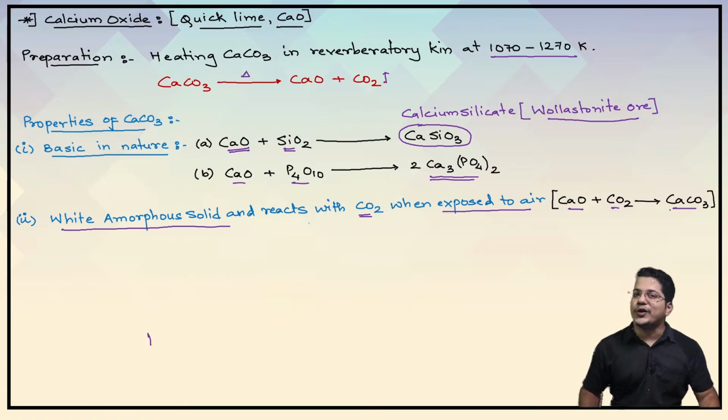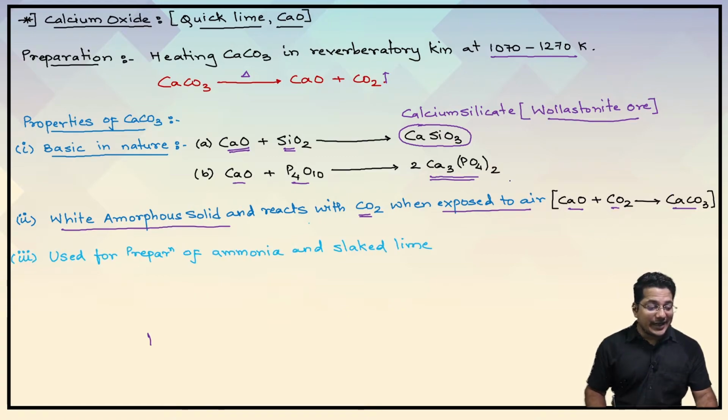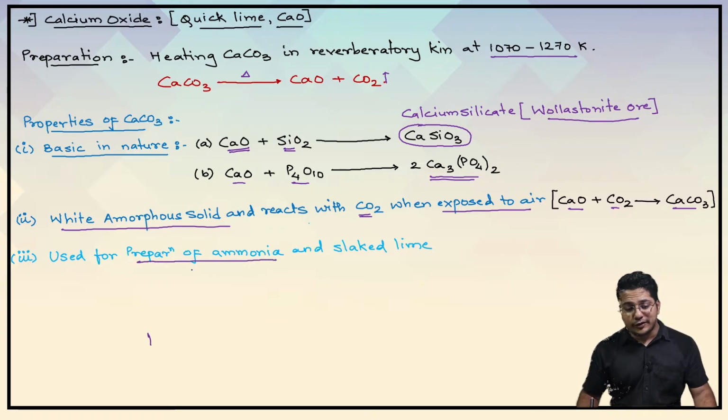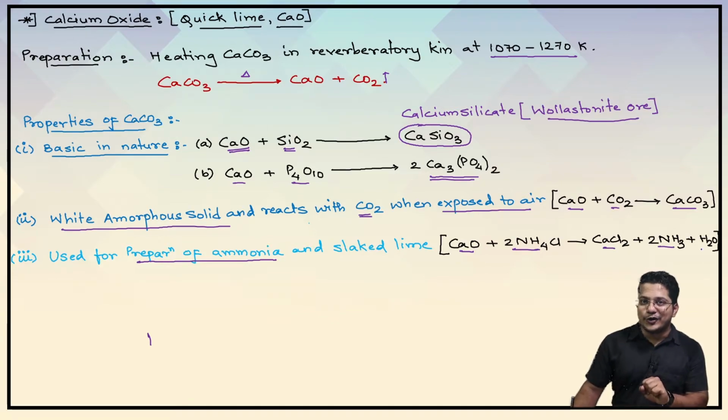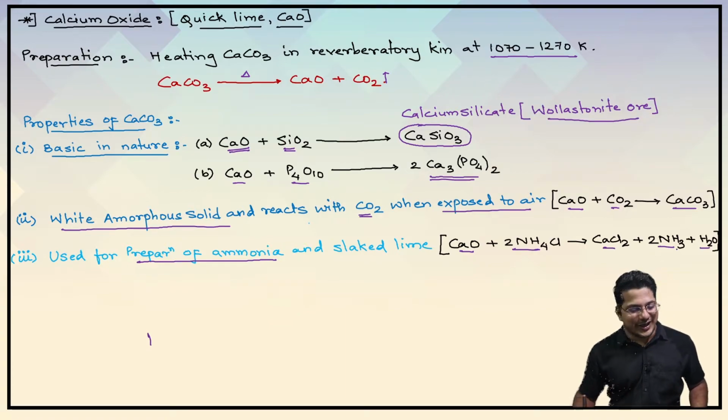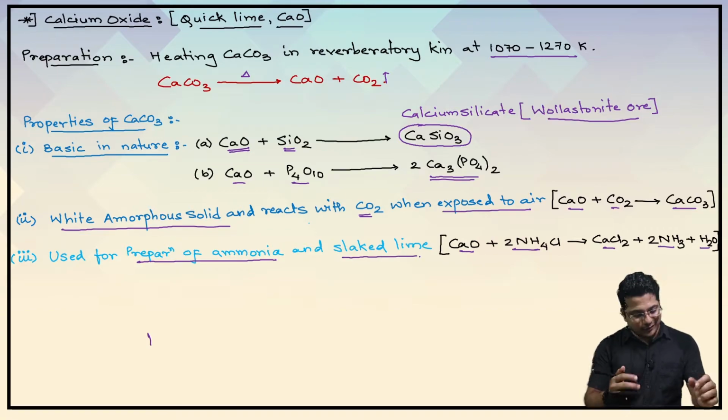Further, the next thing what we need to remember is that it could be used for the preparation of ammonia gas. और कैसे बनता है अमोनिया? चलो देखते हैं. तो ammonia can be produced by using CaO with NH4Cl giving me a compound CaCl2 plus ammonia plus water. अच्छा, not only ammonia, कैल्शियम ऑक्साइड जो है ना, ये स्लेक्ड लाइम बनाने के भी काम आता है. कैसे, वो भी देख लेते हैं.